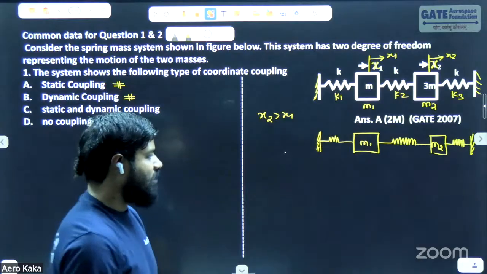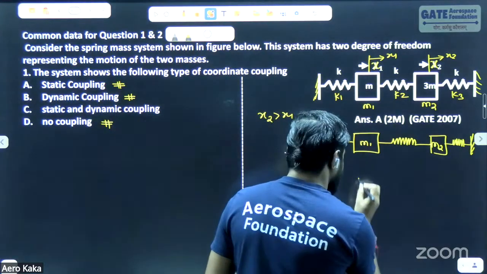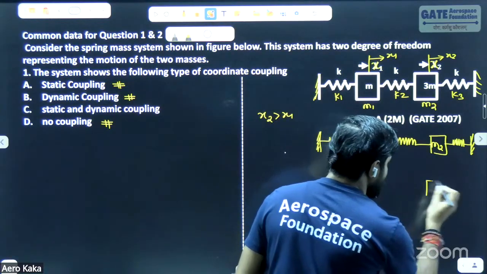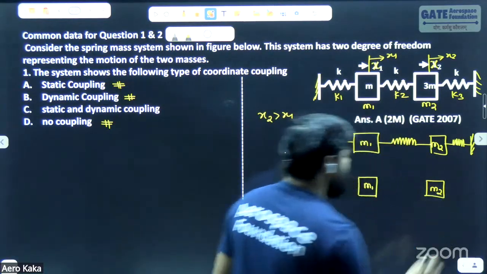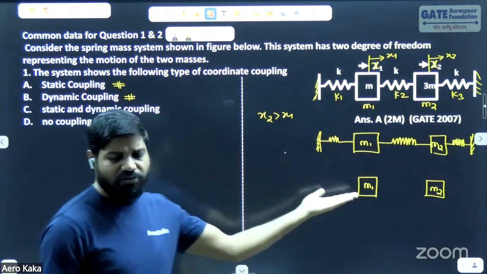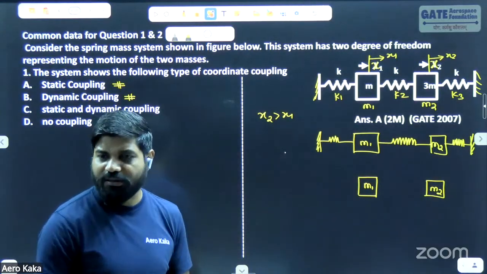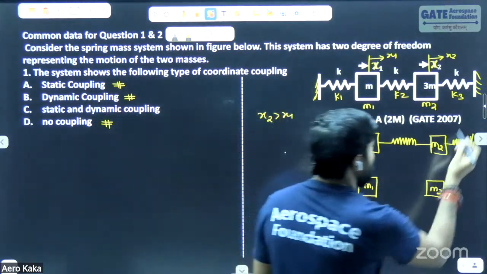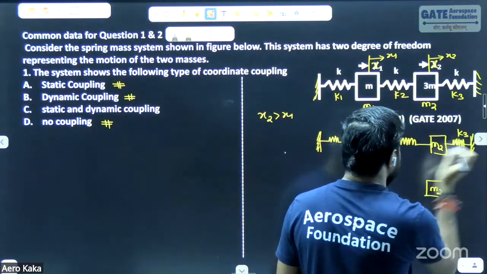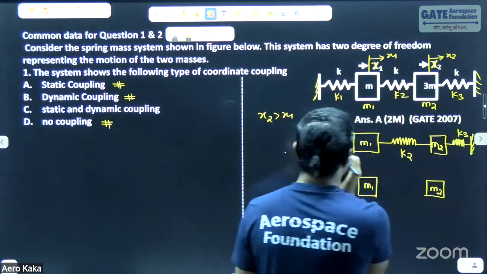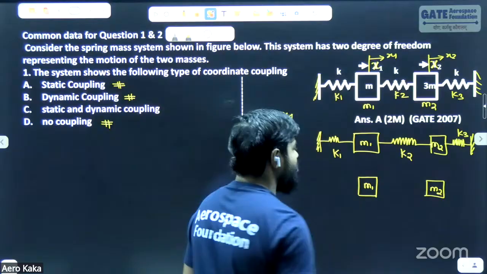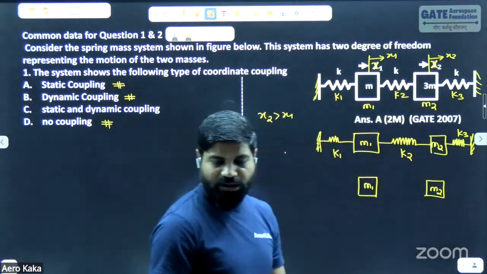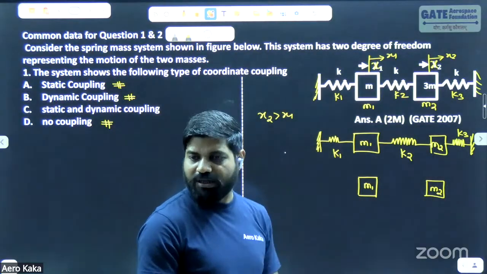Done? Now, here let me draw the free body diagram. It is m1 and this is m2. If you know what the free body diagram is, then the equation of motion is like a piece of cake. Is that clear or not? Yes. That's K3. This is K2. This is K1. Now, let's talk about the second body, or the second mass, M2 in this case.